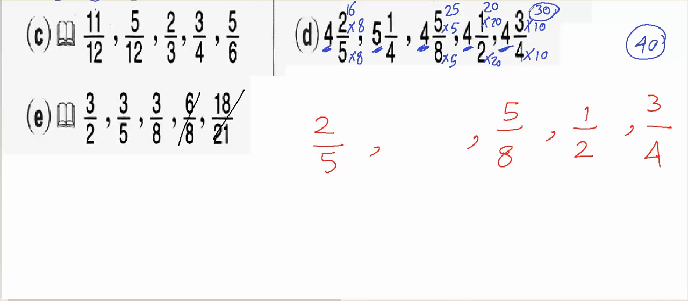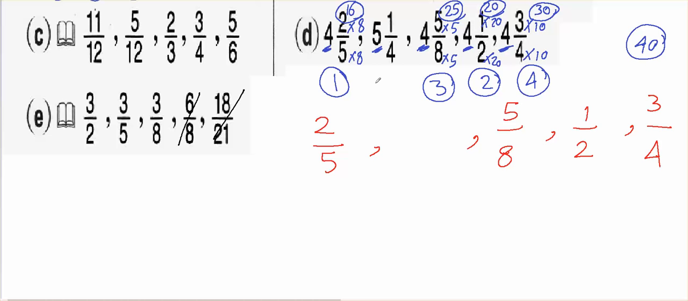Look here: 30, 20, 25, 16. Which is smaller? 16 is smaller, number 1. Then number 2, 20. Then 25. Then 30. And the biggest fraction is 5 and 1 over 4 because it has the biggest whole number. It will take number 5 here. Now if all fractions have the same denominator, you can order these fractions according to numerators.